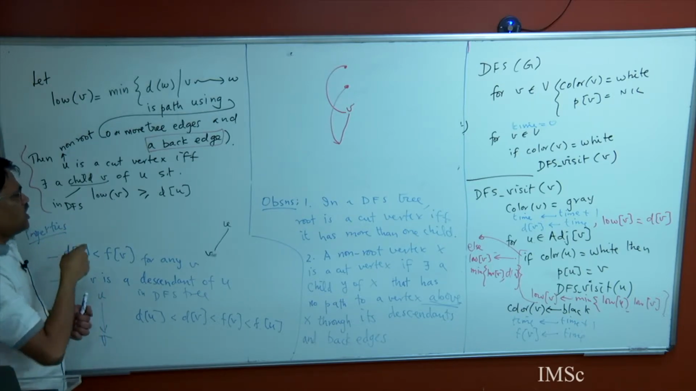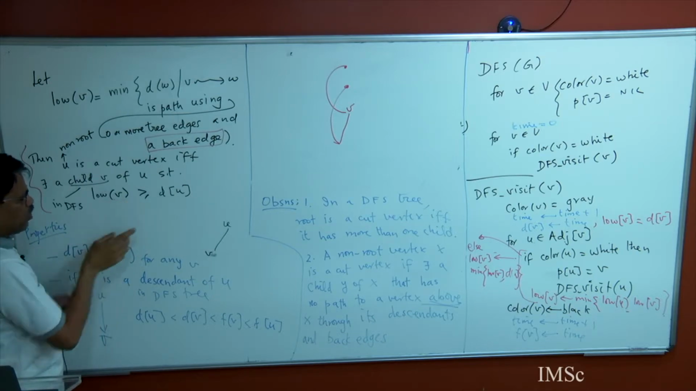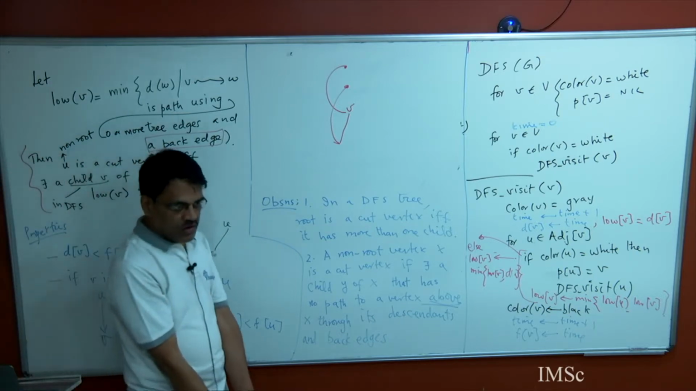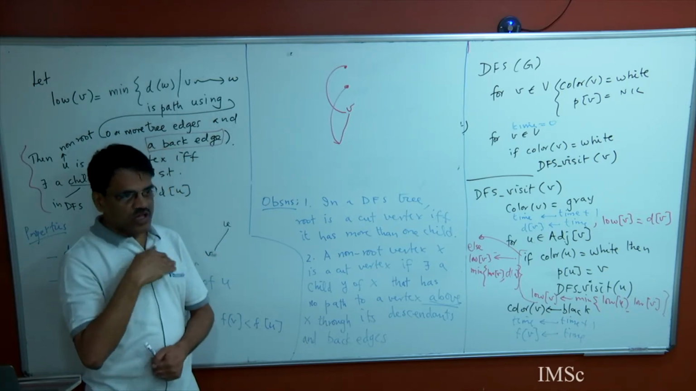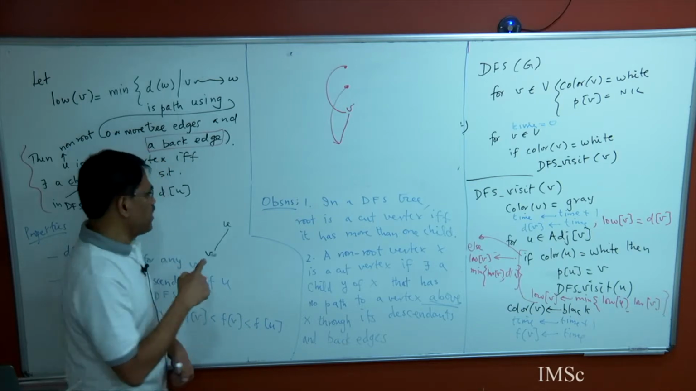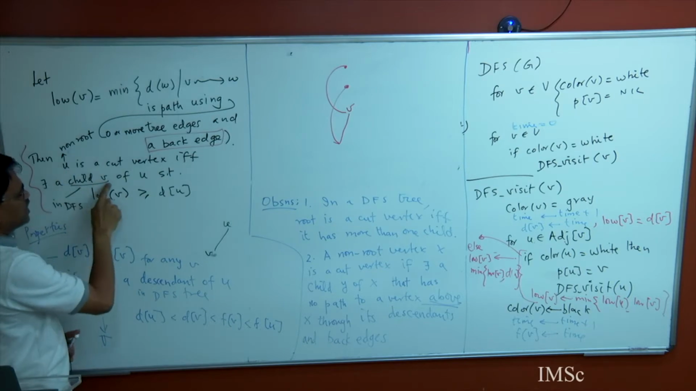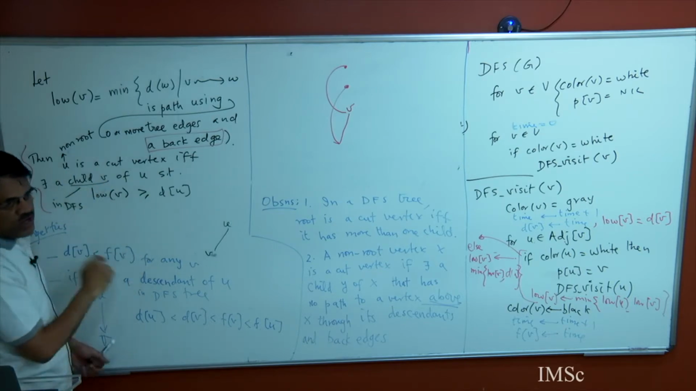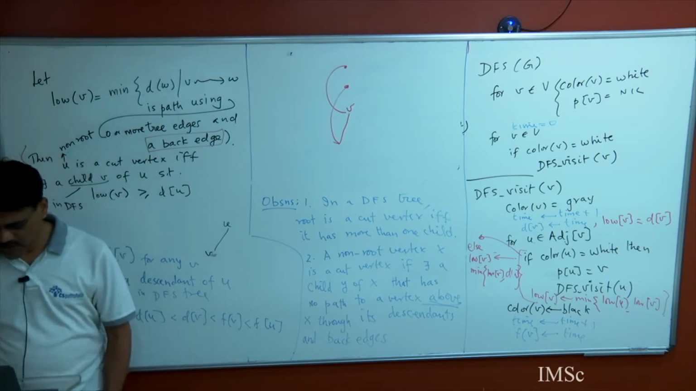And it's not saying that low value should be at least D of that vertex. No, I should have a child whose low value does not go beyond me. Beyond me, right? U is a cut vertex if U has a child V whose low value does not go above U.